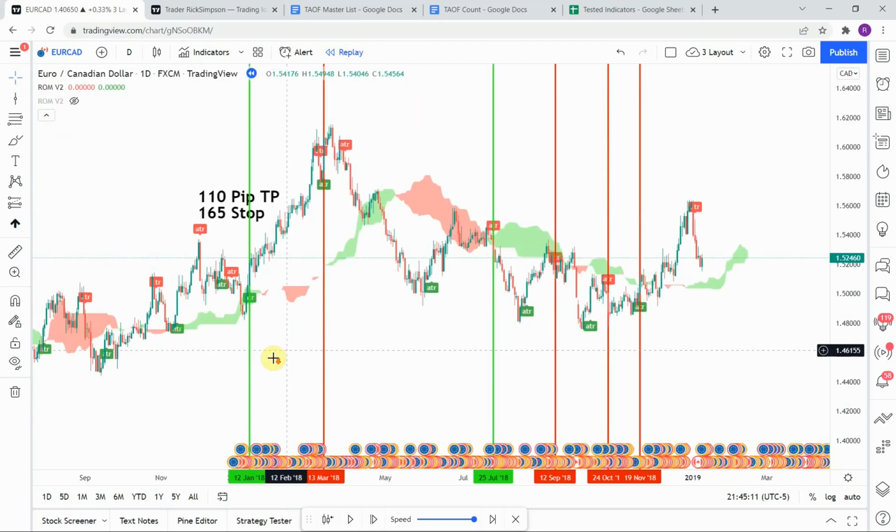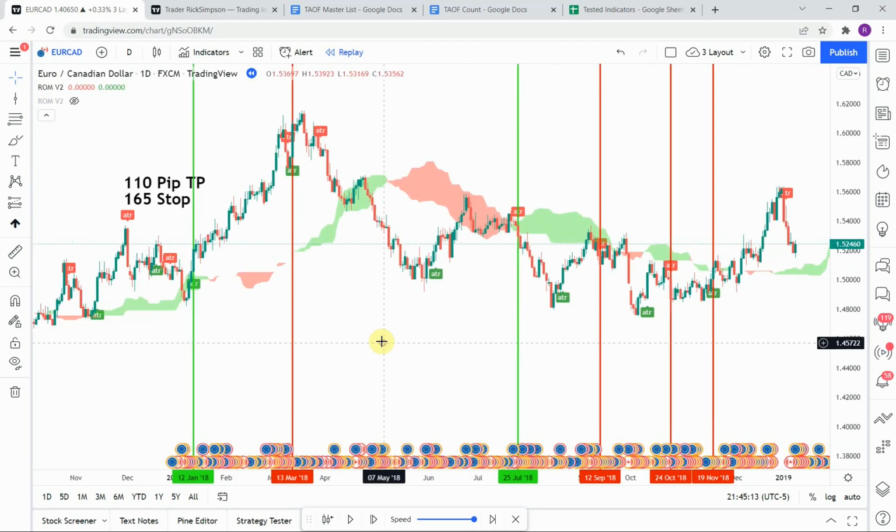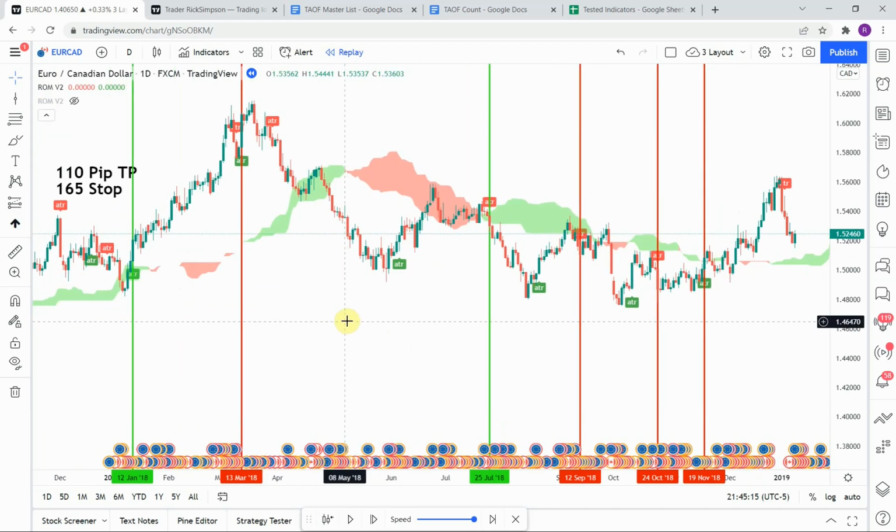Alright, so let's go ahead and take a look at our indicator here. All right, so we have 1, 2, 3, 4, 5, and 6. 6 signals, 6 trades altogether, and we have 1 and 2 winning trades. And so that is not going to meet the 60% criteria.